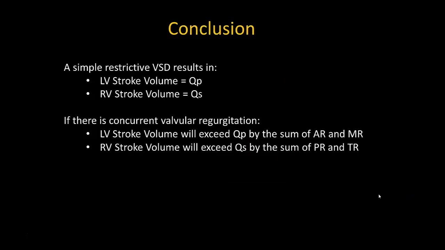So to conclude, a simple restrictive VSD results in the LV stroke volume equaling the pulmonary artery flow and the RV stroke volume equaling the aortic flow. If there is concurrent valvular regurgitation, the LV stroke volume can exceed QP by the sum of the aortic and mitral regurgitation, and the RV stroke volume can exceed the QS by the sum of the pulmonic and tricuspid regurgitation.